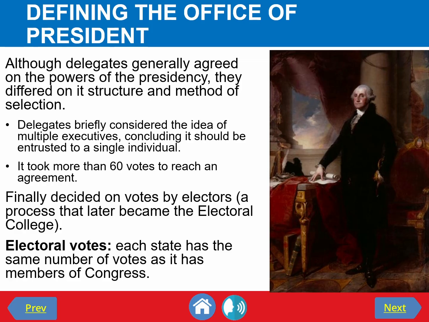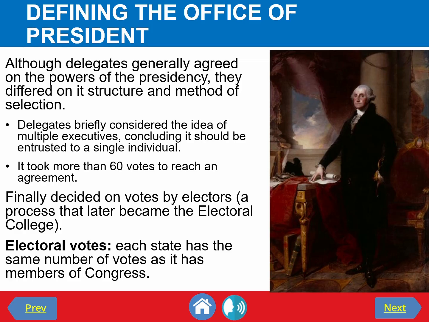Although delegates generally agreed on the powers of the presidency, they differed on its structure and method of selection. Delegates briefly considered the idea of multiple executives, ultimately concluding it should be entrusted to a single individual. It took more than 60 votes to reach an agreement. Finally, the delegates to the convention decided on votes by electors, a process that later became the Electoral College. Electoral votes would give each state the same number of votes as it has members of Congress, thus reaching a compromise between popular selection based on population and state-based selection, giving each state equal say in the selection of the executive.